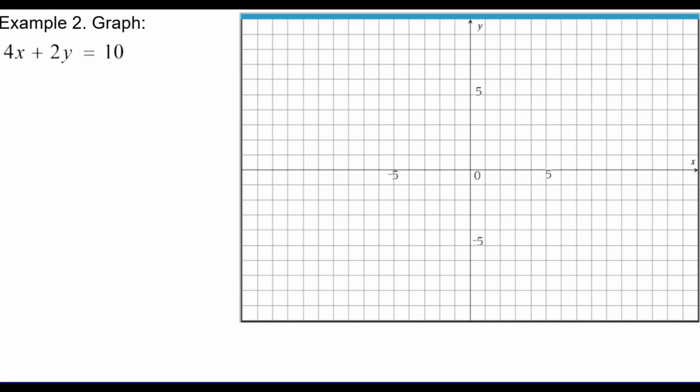Example 2, graph y equals 4x plus 2y equals 10. I'd like you to do a little bit more on this one. So I'm going to solve the equation for y. Pause to answer, resume when you're finished.